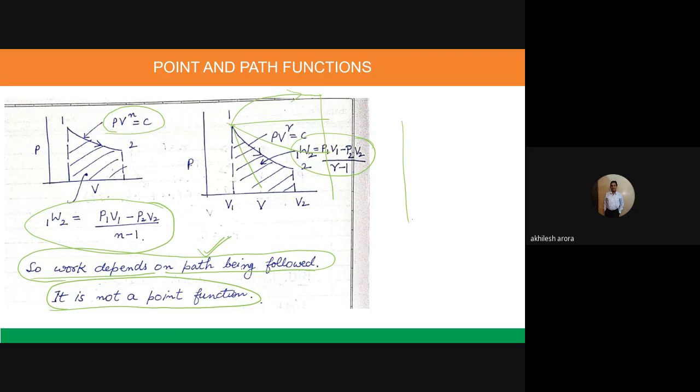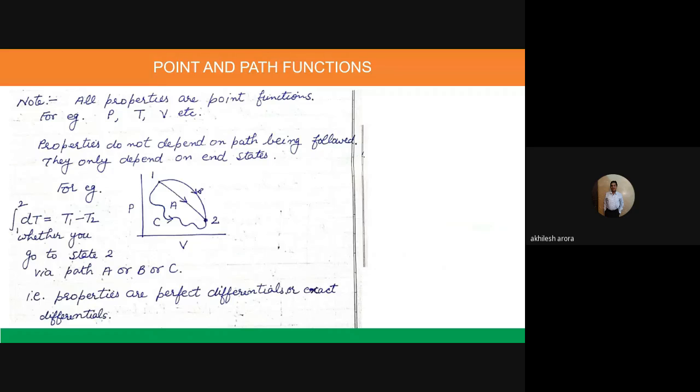In any case, if I take this as the process taking place from 1 to 2, it may have some PV relationship, but I know that the area under this curve represents the work transfer. So this is the PdV work, and I have already told you that we are calculating this PdV work for a closed system, for a quasi-static process, for a reversible process. Always remember that. So work is a path function. It is not a point function. Now I will come to the point function. All properties are point functions. For example, P, T, V, etc.